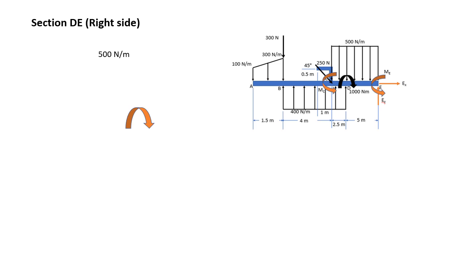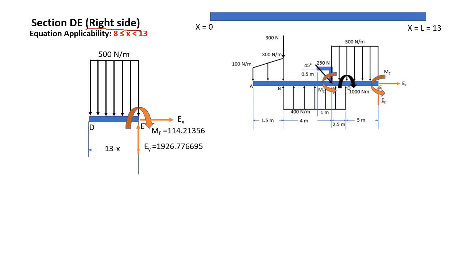Okay, section DE would be the last section. I have also done this in class already, so we would just be running through this section. Again, we're using the right side of the section. The applicability is from 8 to 13, and this is what our section would look like.